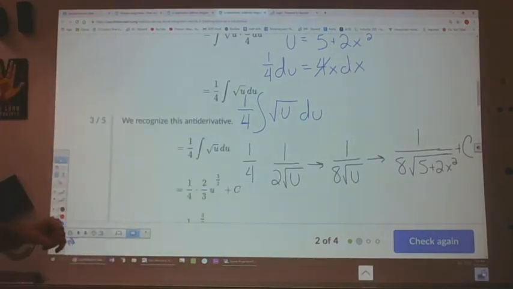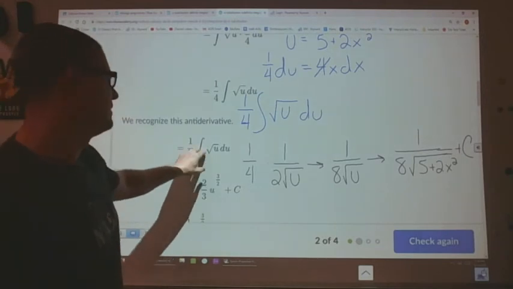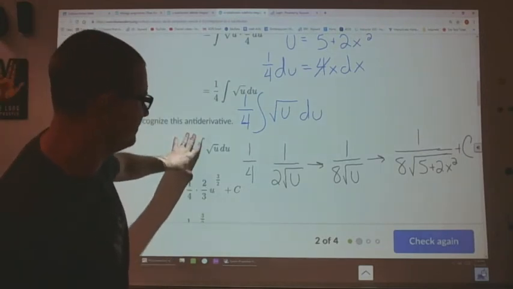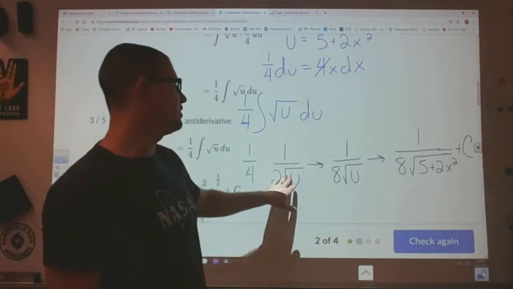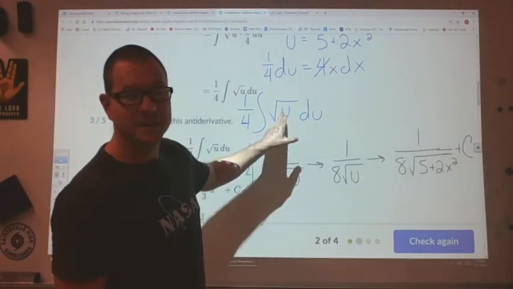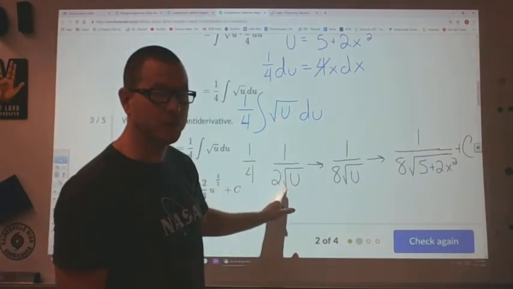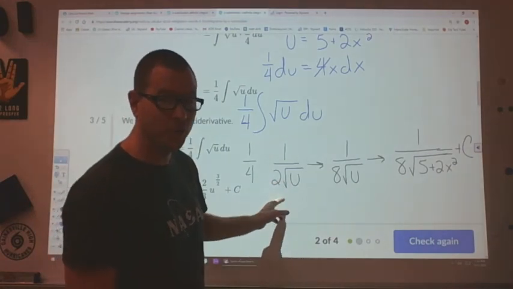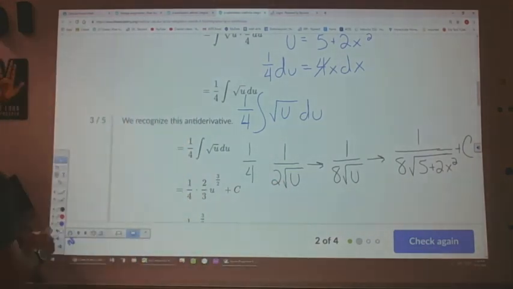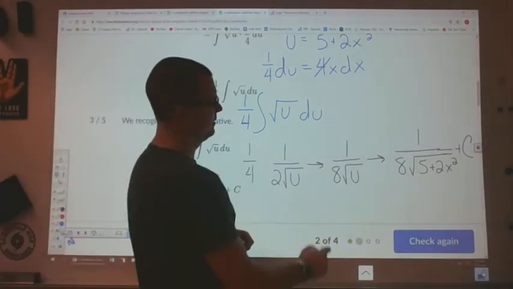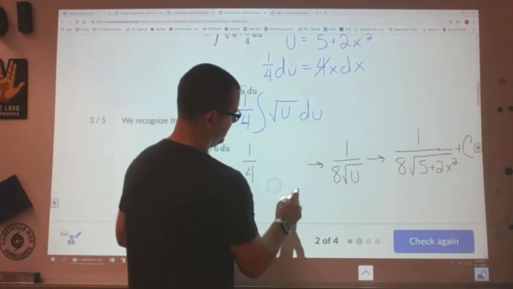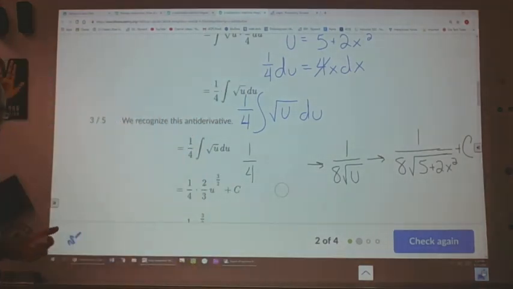So again, we got this. That's what I did. That was a silly mistake. I differentiated. The derivative of the square root of u is 1 over 2 root u. But we're not taking the derivative, are we? We are taking the integral, which means I need to add 1 to the power and then divide. So 1/2 plus 1 would be the 3/2 that you see here. All right. That makes more sense.